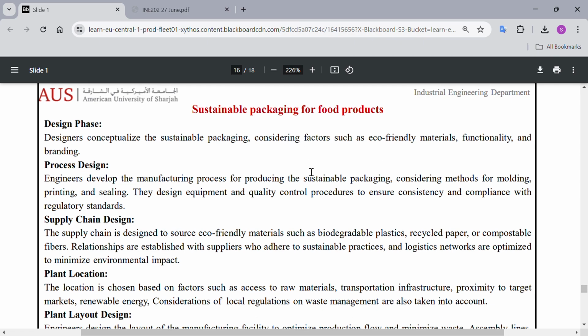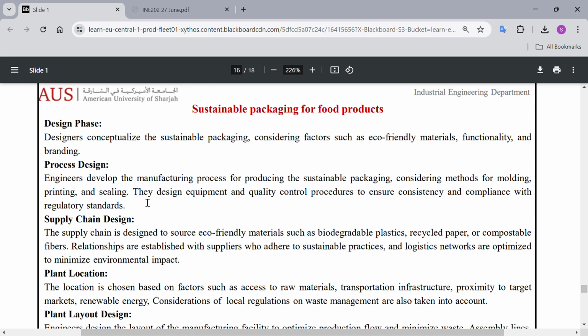Also, we're gonna have the process design. So engineers will develop the manufacturing process for producing the sustainable packaging. It's important. And considering methods for molding, printing, and sealing. They design equipment for quality control procedures to ensure consistency and compliance with regulatory standards. So this is the process design.